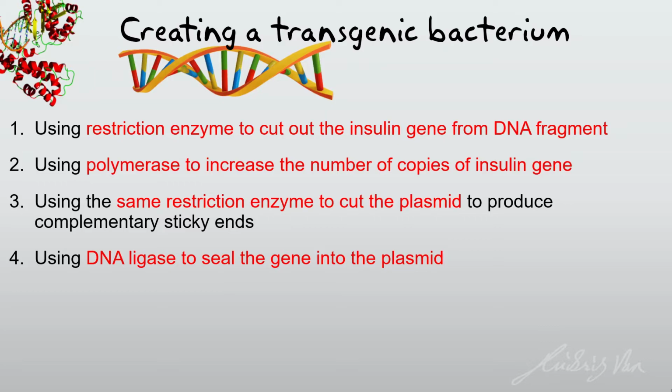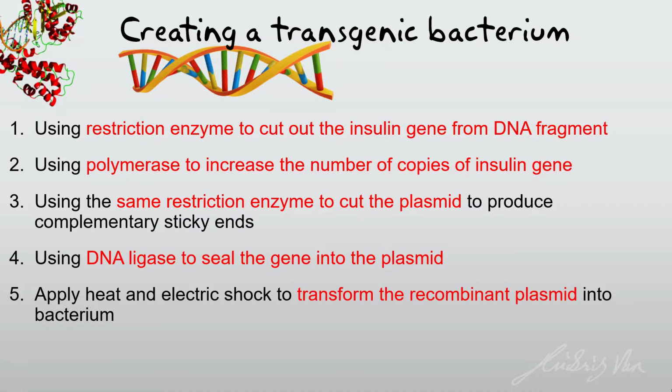Then we have to insert this plasmid into our bacterium. So by applying heat and electrical shock, we can transform this recombinant plasmid into our bacterium. So now the bacteria can produce the protein insulin.